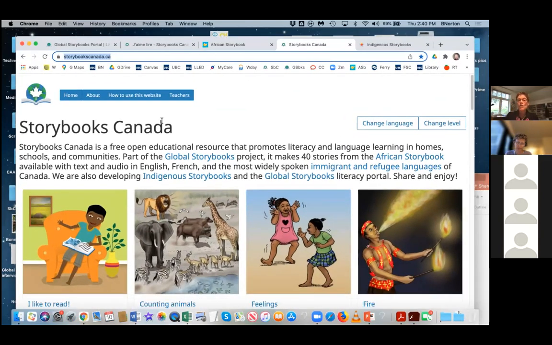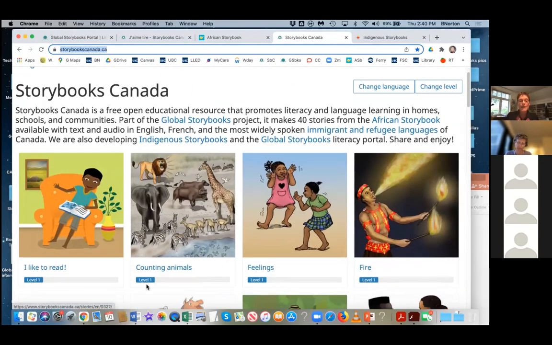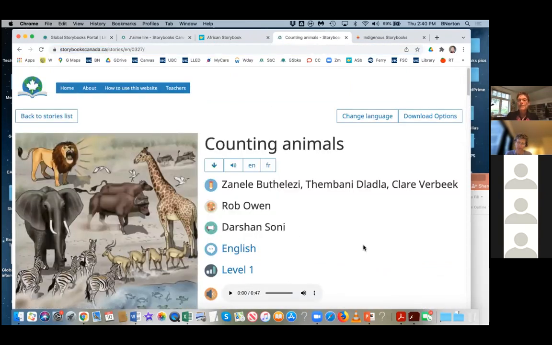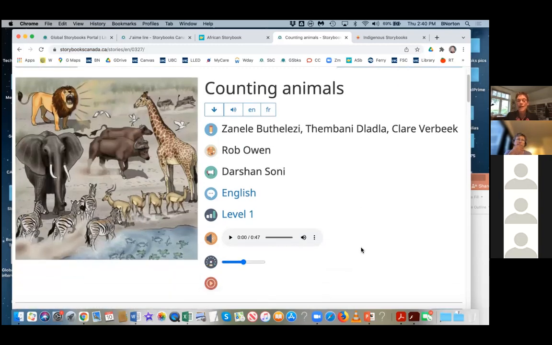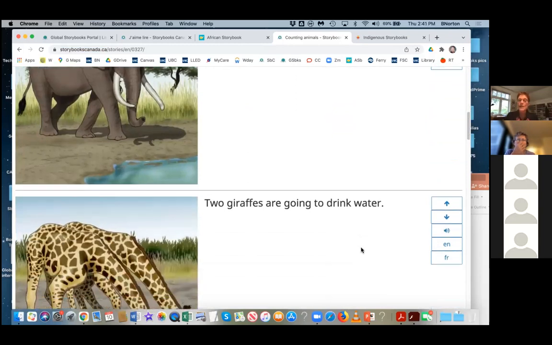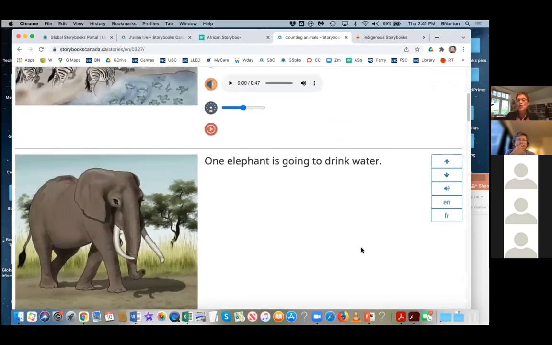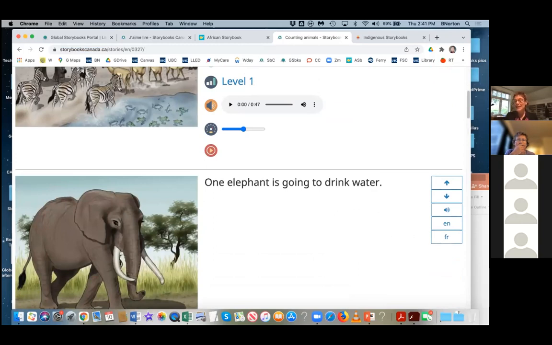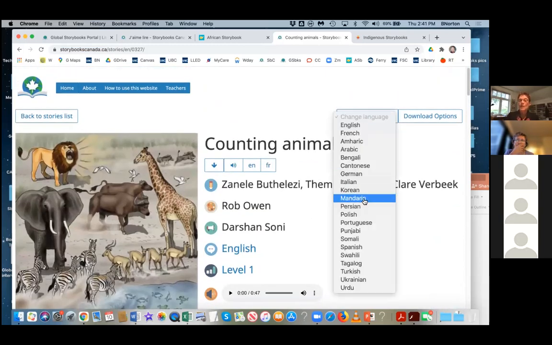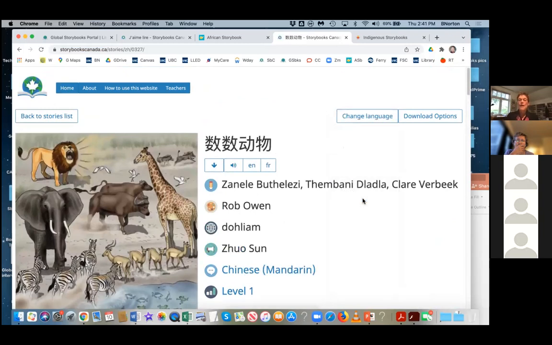Here we have Storybooks Canada, and perhaps I'll just pick up one story, Counting Animals. What is very helpful here is that you can read these stories, you can see the images as well as the text, but you can also toggle between English and French, for example, which is very helpful in French immersion and in the Canadian context. But we can also change the language, and perhaps look at a totally different language, Mandarin.